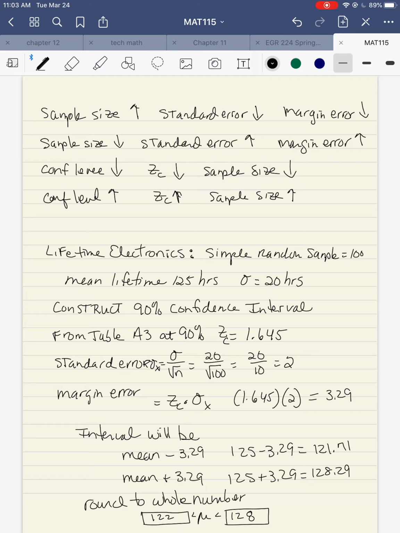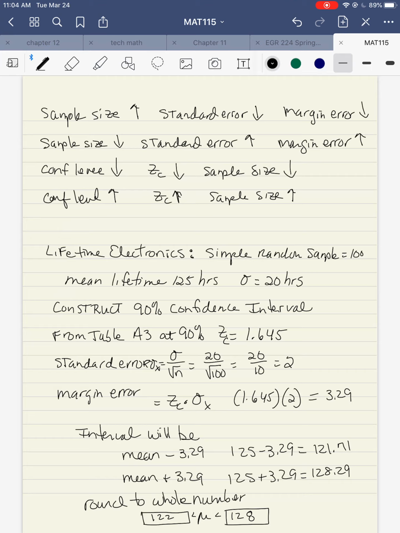On this next example, a simple random sample of 100. This is some lifetime electronics thing. The mean lifetime is 125 hours. Sigma is 20 hours. Construct a 90% confidence interval for this particular, I think these are batteries, for this particular battery. So from table A3, 90%, again at the bottom of table A3, comes to 1.645 for the critical value. Standard error is sigma over square root of n, so it's 20 divided by the square root of 100. The sample size was 100. Square root of 100 is 10, so 20 divided by 10 is 2.